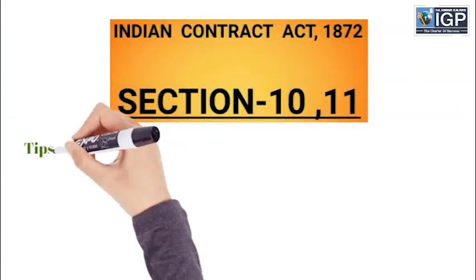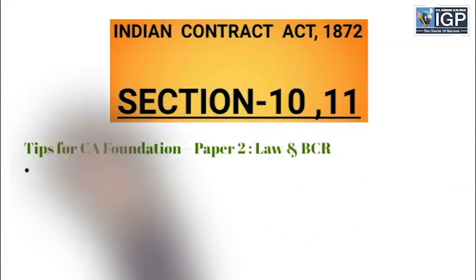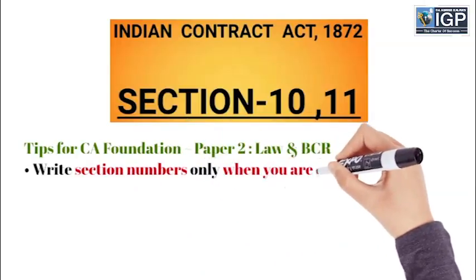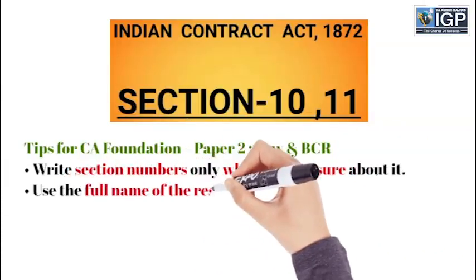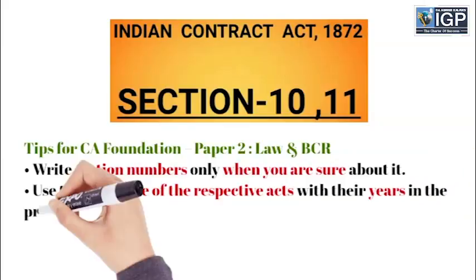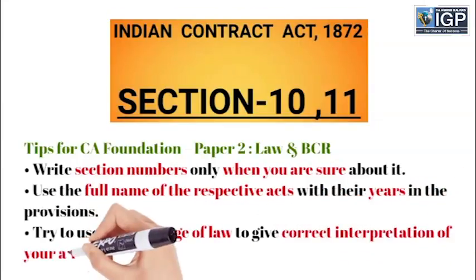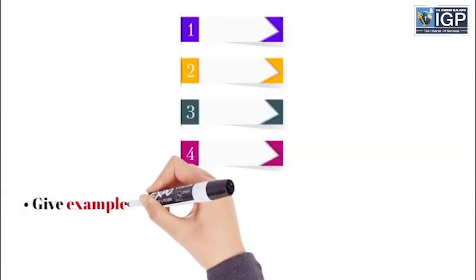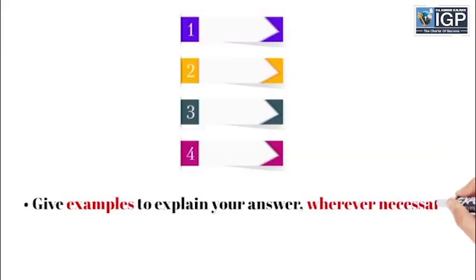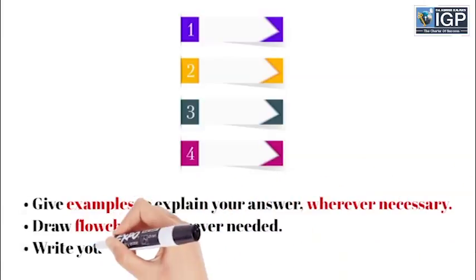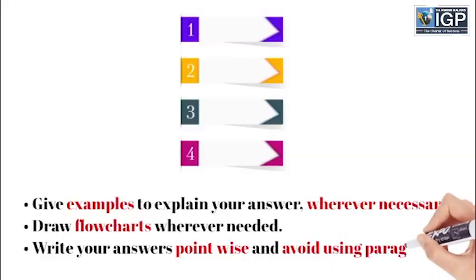Tips for CA Foundation Paper 2 Law and BCR. Write section numbers only when you are sure about it. Use the full name of the respective acts with their years in the provisions. Try to use the language of law to give correct interpretation of your answer. Give examples to explain your answer wherever necessary. Draw flowcharts wherever needed. Write your answers point-wise and avoid using paragraphs.